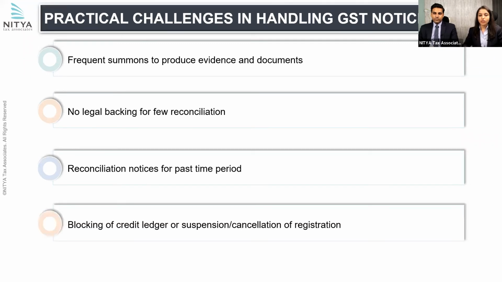Blocking of credit ledger or suspension or cancellation of registration. Recently there have been a lot of cases where credit ledgers have been blocked without any prior intimation, without any notice, etc. And suddenly when the credit ledger is blocked, it definitely impacts the taxpayer while filing their GSTR 3B. So for all these cases, we generally have to visit the department to understand why it has been blocked and to get it unblocked after filing the required documents. So it's important that we file our returns within the given timelines, they are correctly filed, and all the reconciliations are taken care of at an advanced stage.